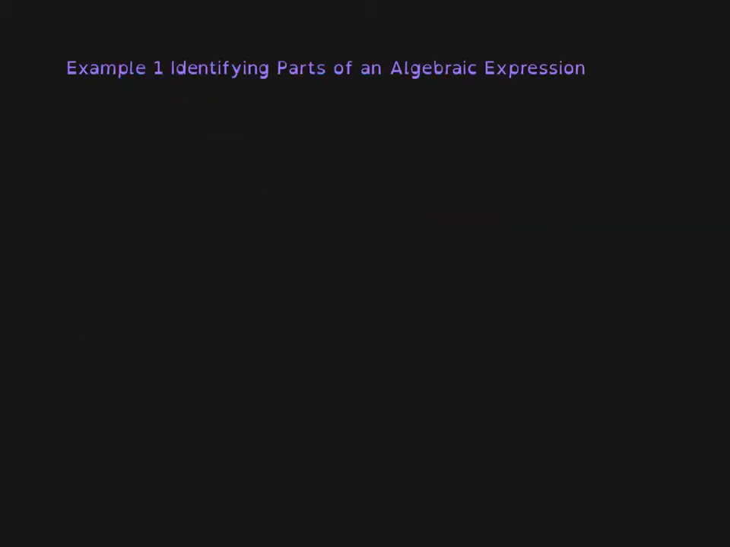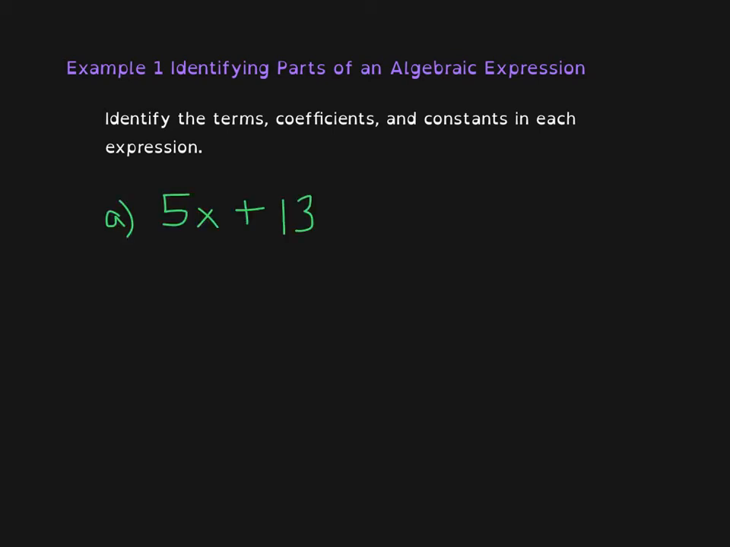Example 1 is identifying parts of an algebraic expression, and this pretty much just goes off of what we just learned. Our directions would read something like this: identify the terms, coefficients, and constants in each expression. If I had 5x plus 13, I want to know what my terms are, what my coefficients are, and what my constants are. So this is how I'd want you to write it out. This can be a little confusing, so pay attention.